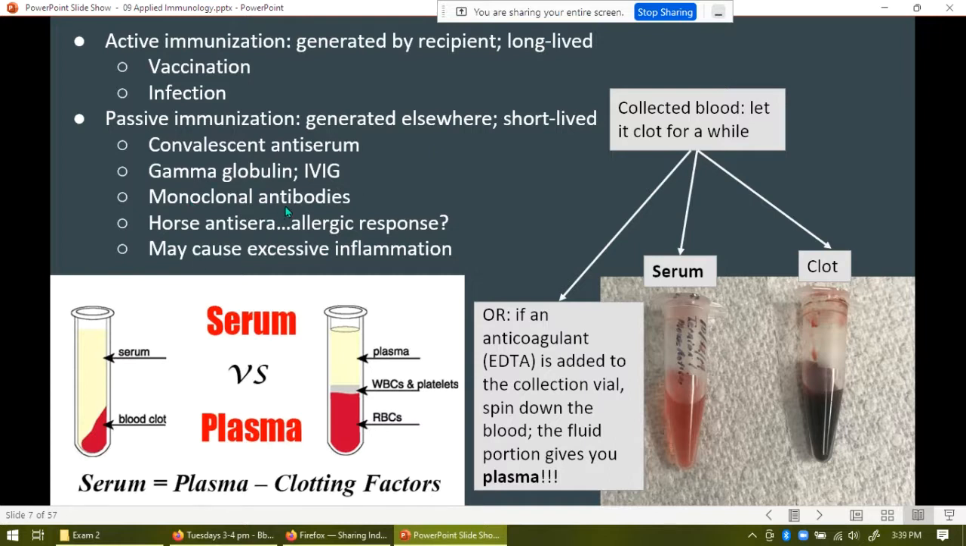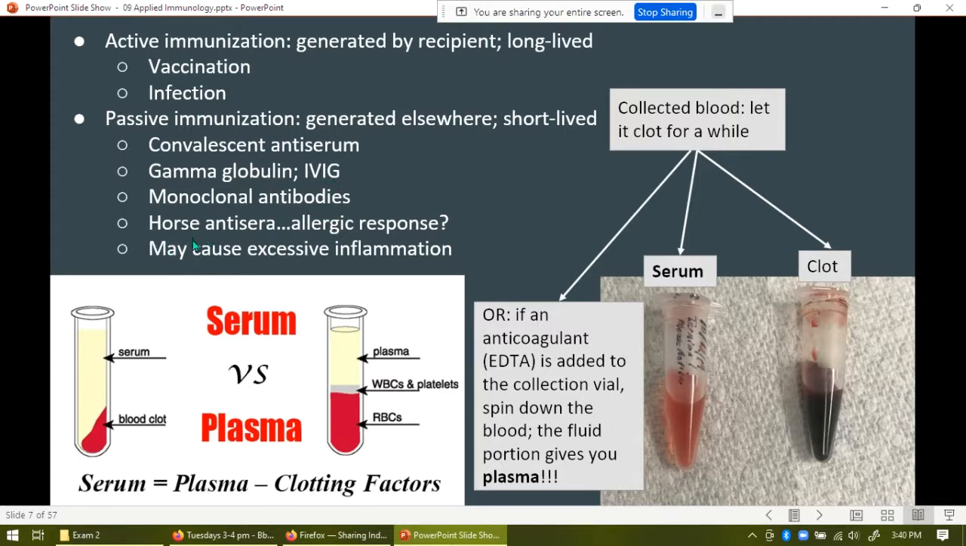Monoclonal antibodies are another example of passive immunization. This is a chemically pure antibody that has been produced in mass by cells in culture, usually for the purpose of treating or diagnosing a disease. They are directed against a specific antigen, and they are monoclonal, which means they have only one amino acid sequence. Okay, they're not polyclonal.